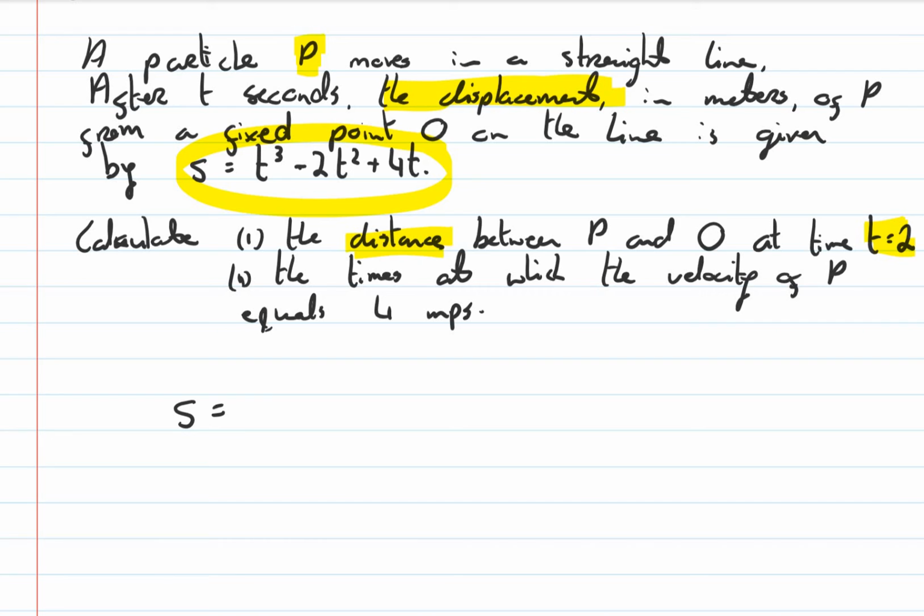So S equals, by the way, this S, it's not speed, okay? It's just a coincidence. It stands for displacement or distance. And we're putting 2 in for T. When we do put 2 in for T, we will get 8, right? And it's meters, so 8 meters. Right, so after 2 seconds, this object has travelled 8 meters away from where it began.